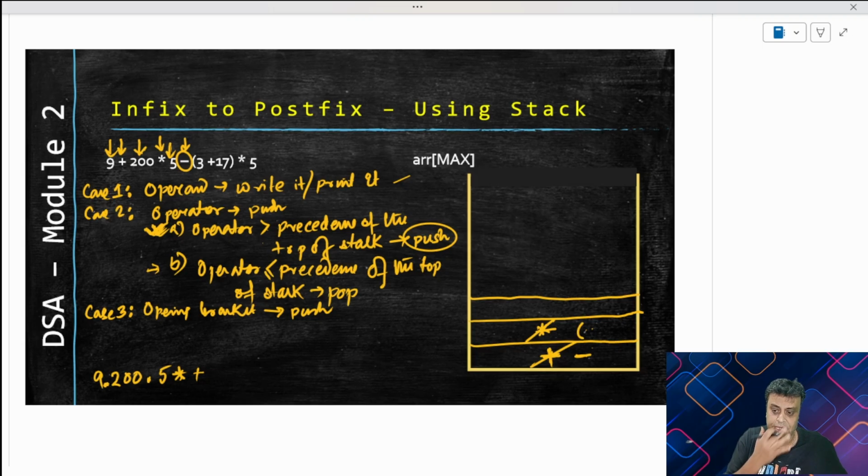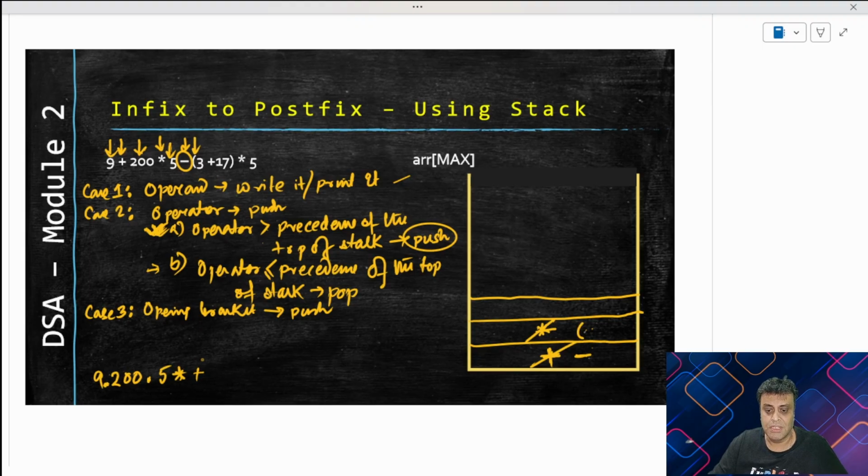And always treat a bracket as the lowest precedence when you are comparing. For pushing, don't do any comparison. Just push it. When you are comparing with somebody else, later on you will see, you will have to treat the bracket as the lowest precedence. We will see that, right? So this bracket is also done.